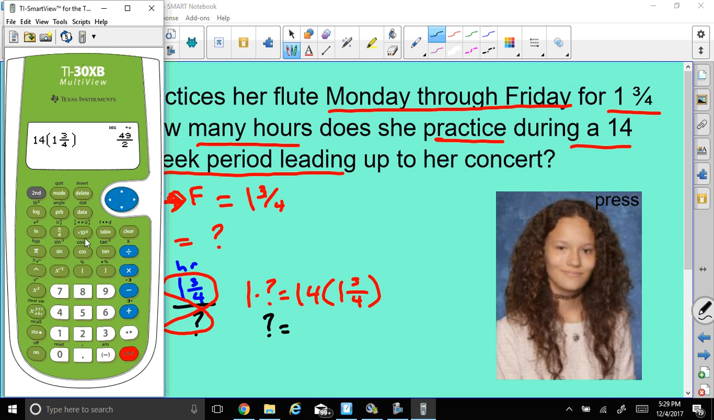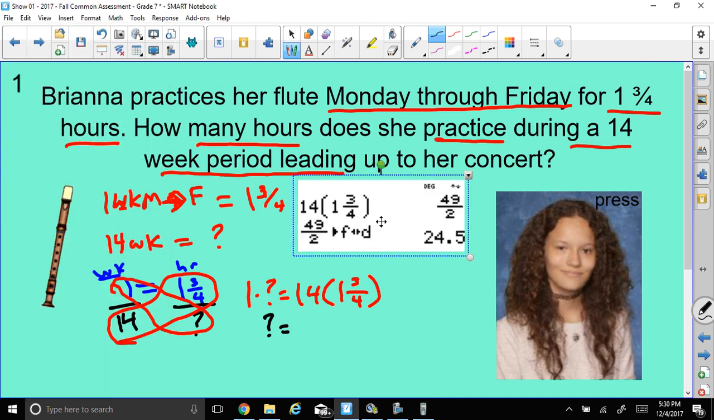Well, how many hours is that? Let me just divide this, and let me just take a second. There's the F arrow D button, because if your calculator gives you a fraction, you can press second, F arrow D. That'll take your fraction, change it to a decimal, press enter, and there's your answer. 24.5 hours. And that's how long Brianna will practice.